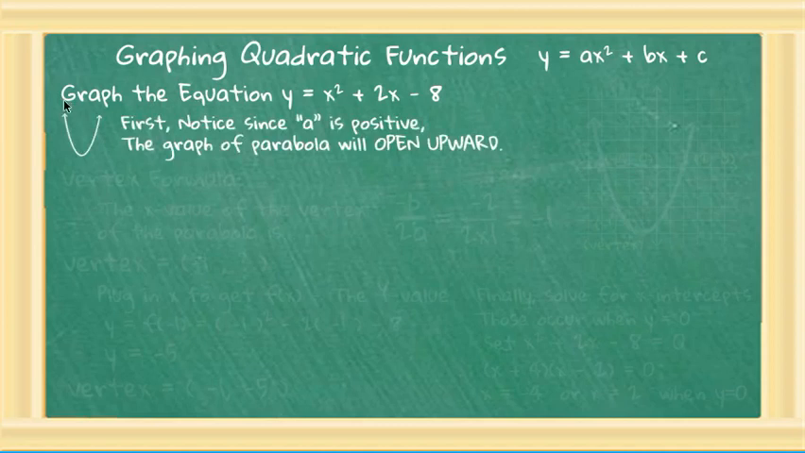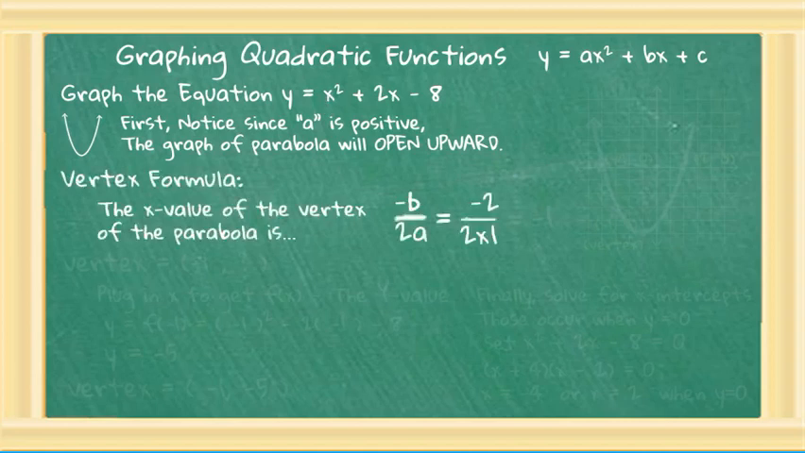Well, first, let's notice it opens upward, so a is positive. So a is basically positive 1 there because x squared doesn't have any number in front of it. Now here's our formula we need to learn about finding the vertex, that part where it starts turning back around. And the value says negative b over 2a.